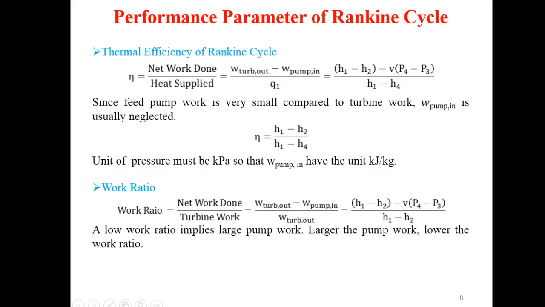Next is work ratio. The formula of work ratio is net work done divided by turbine work. Net work done is given as W turbine out minus W pump in, divided by W turbine out. Putting the value of work, we will get this relation. A low work ratio implies large pump work. Larger the pump work, lower the work ratio.